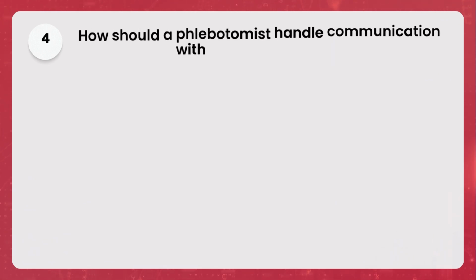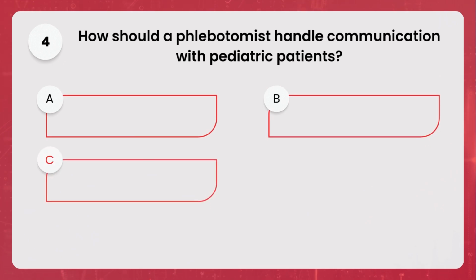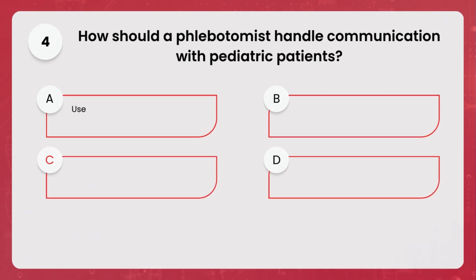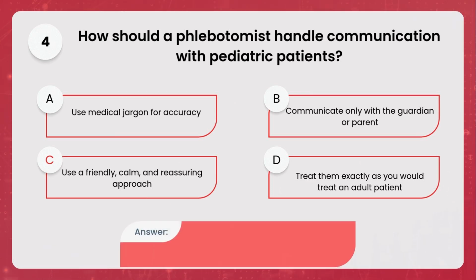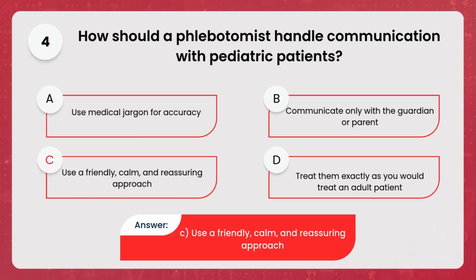Number 4. How should a phlebotomist handle communication with pediatric patients? A. Use medical jargon for accuracy. B. Communicate only with a guardian or parent. C. Use a friendly, calm, and reassuring approach. D. Treat them exactly as you would treat an adult patient. The answer is C. Use a friendly, calm, and reassuring approach.